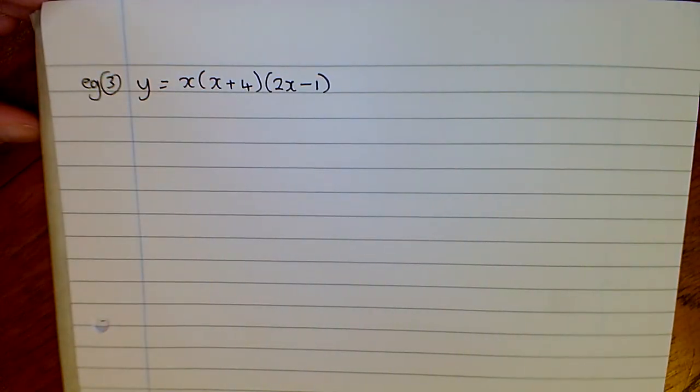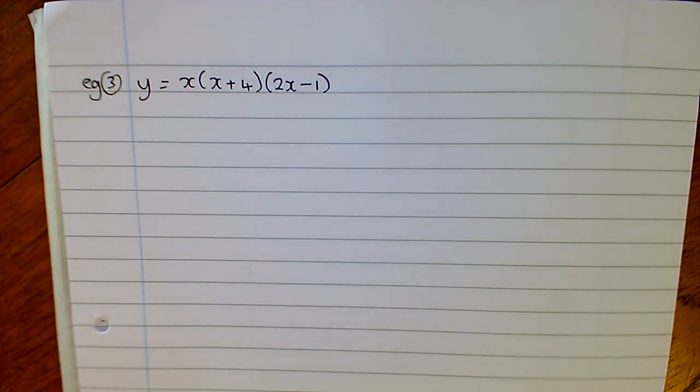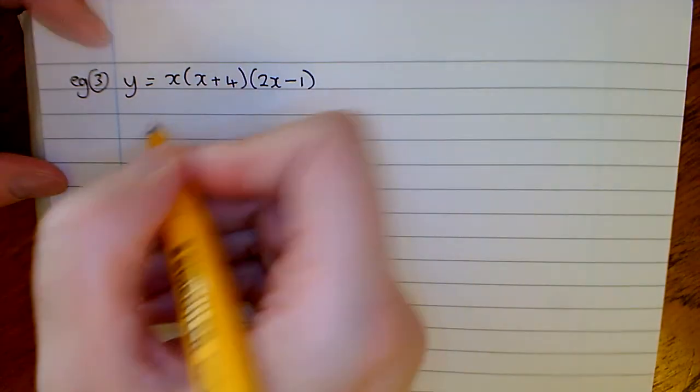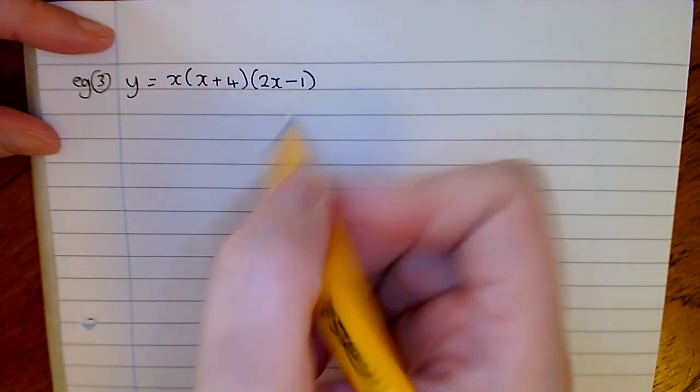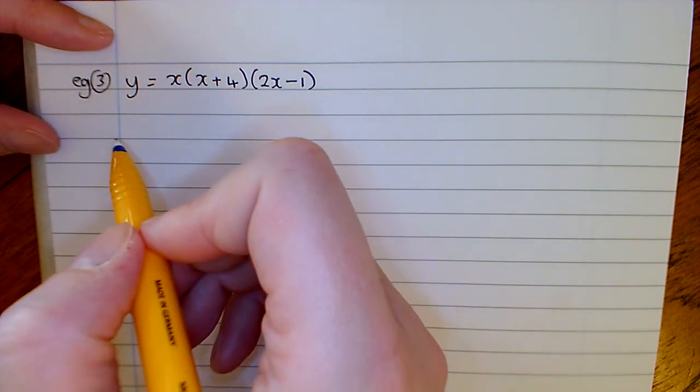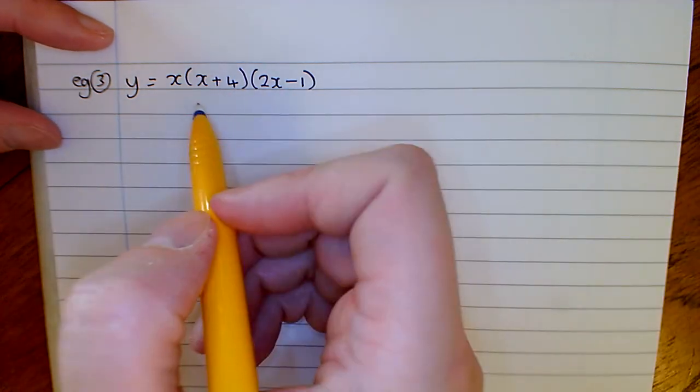Okay, and our third one then, y equals x times x plus 4 times 2x minus 1, and again the question is find the turning points and state the nature. Okay, so the first thing we're going to have to do is multiply this out to give us our equation that we can differentiate.